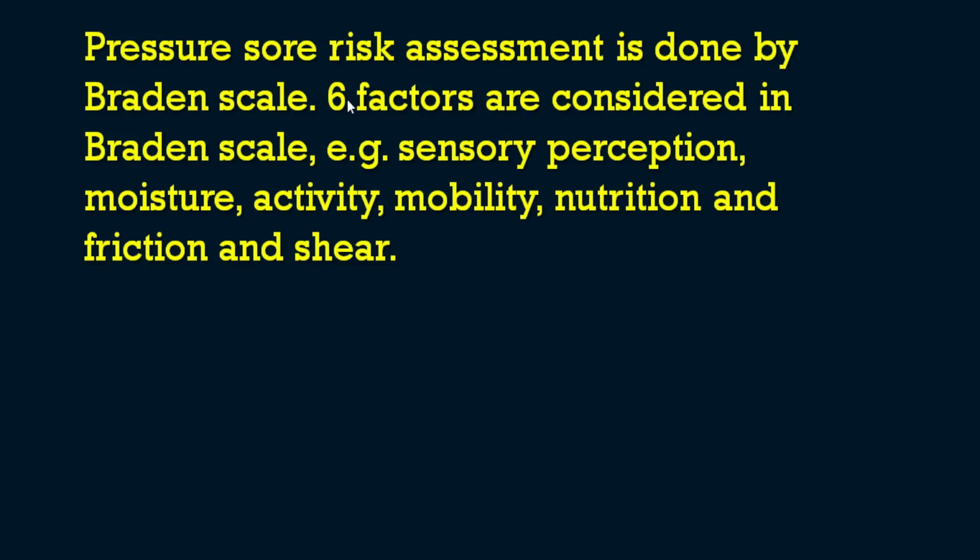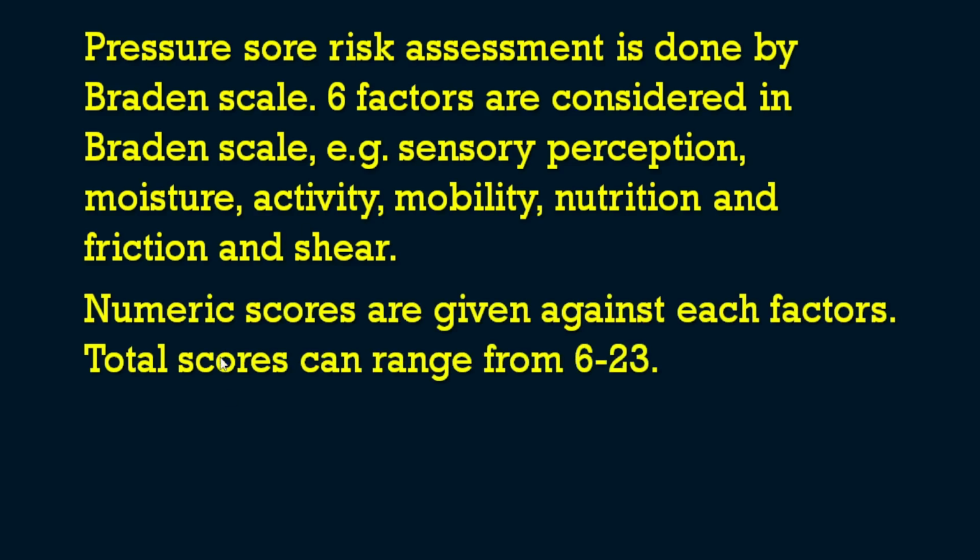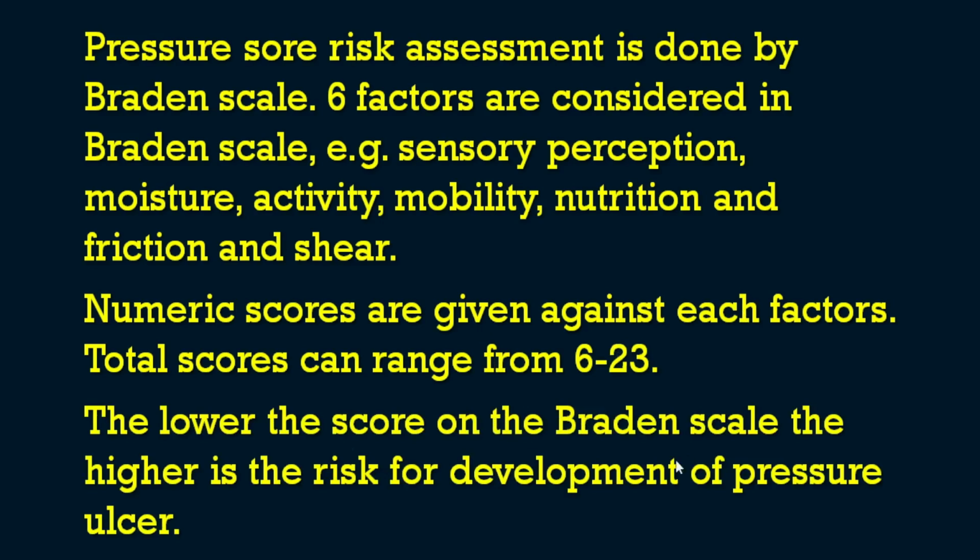Okay, so in the Braden scale, you know that 6 factors are considered, which include sensory perception, moisture, activity, mobility, nutrition, and friction and shear. These are the points that we have to see while assessing the risk for development of pressure sore using the Braden scale. Numerical scores are given against each factor, and the total score can range from 6 to 23. The lower the score on the Braden scale, the higher the risk for development of pressure ulcer. So why am I explaining this much? From this area many questions can be asked, like how many factors are assessed in the Braden scale, what are the numerical scores of the Braden scale, and how the pressure sore risk will be determined based upon the score. Okay, this is regarding the Braden scale.